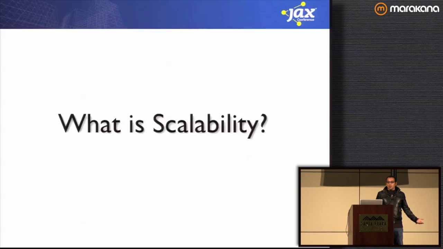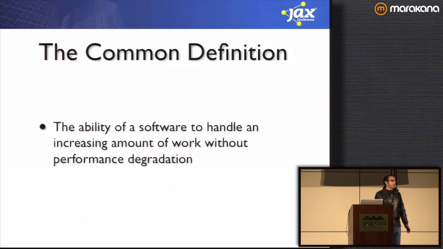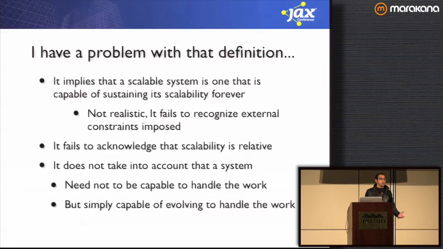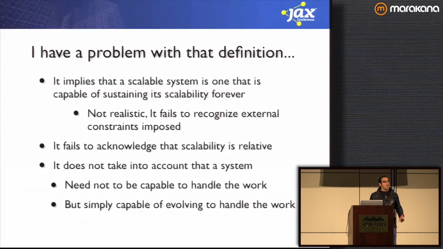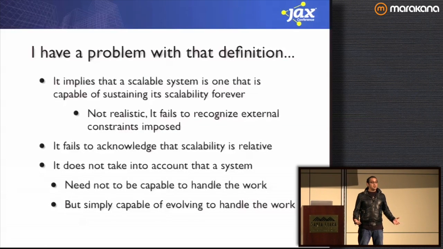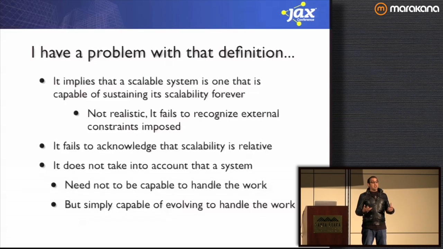So what is scalability? The most common definition, if you go and look around online, is that people define scalability as the ability of a software to handle an increasing amount of load without performance degradation. I happen to have a few problems with this definition. The first one is that it comes with the implication that we could scale these systems forever, that a system to be called scalable is a system that can sustain that scalability forever, which is absolutely not realistic because it fails to recognize that there are these external constraints around us. The second one is that it fails to acknowledge that being scalable is very relative to the specific use case we have at hand. And also it does not take into account that it's not about a system being able to handle the work all at once, but it's about the system's ability to evolve to handle the work.